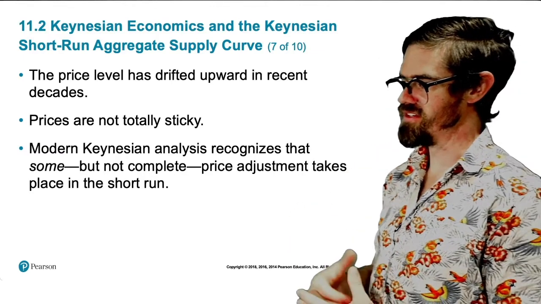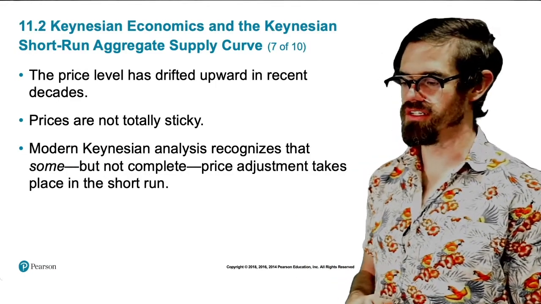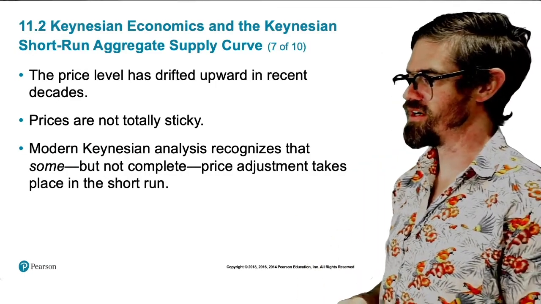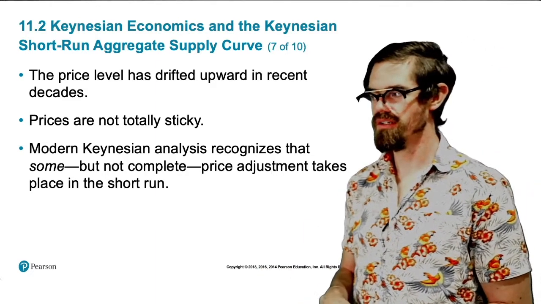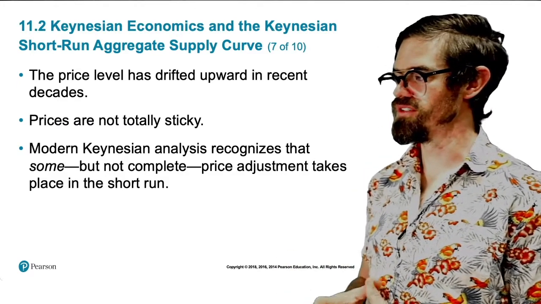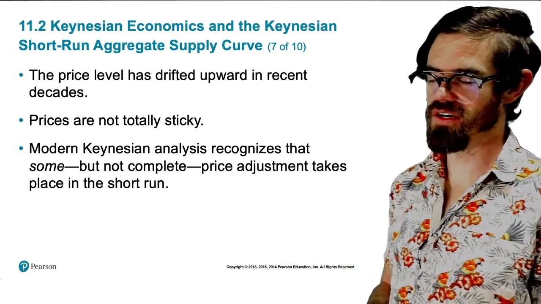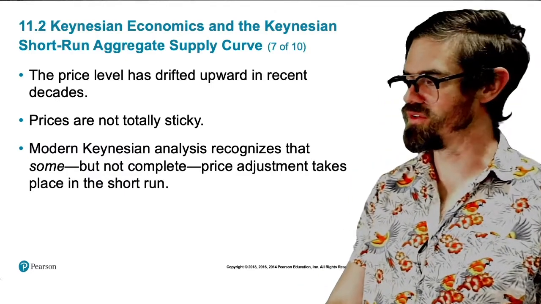And so this has led to the development of what's called the modern Keynesian analysis, or the modern Keynesian model. And it basically just recognizes that there is some, but not total price adjustment in the short run. Okay, so prices are just partially sticky, in other words, not totally sticky.